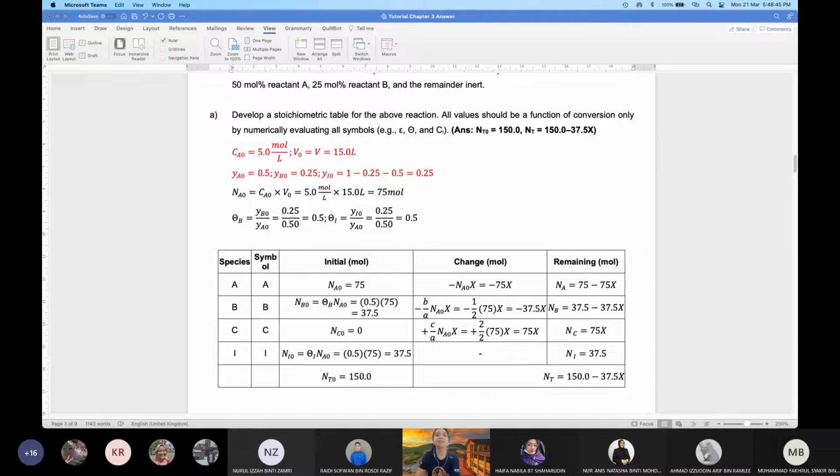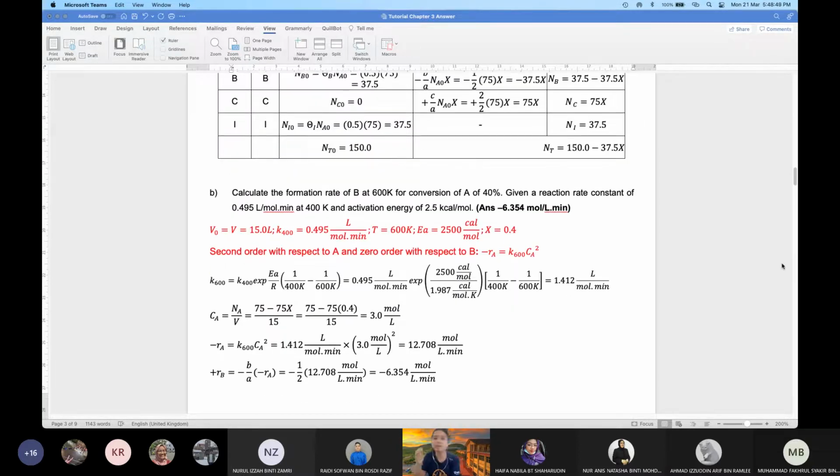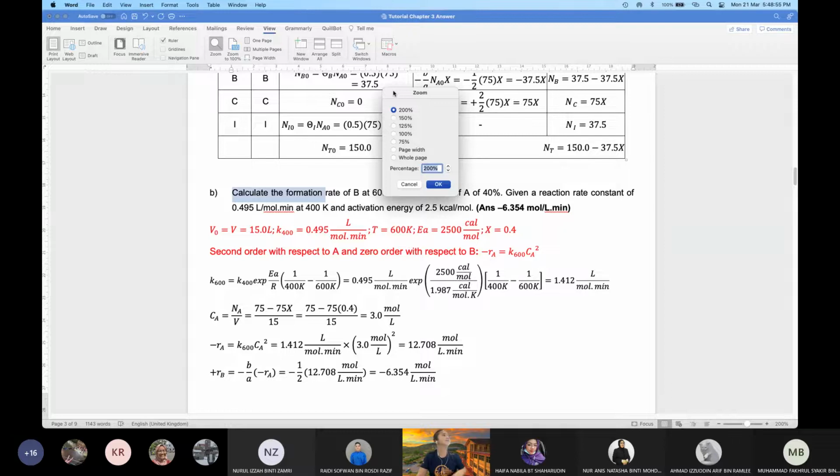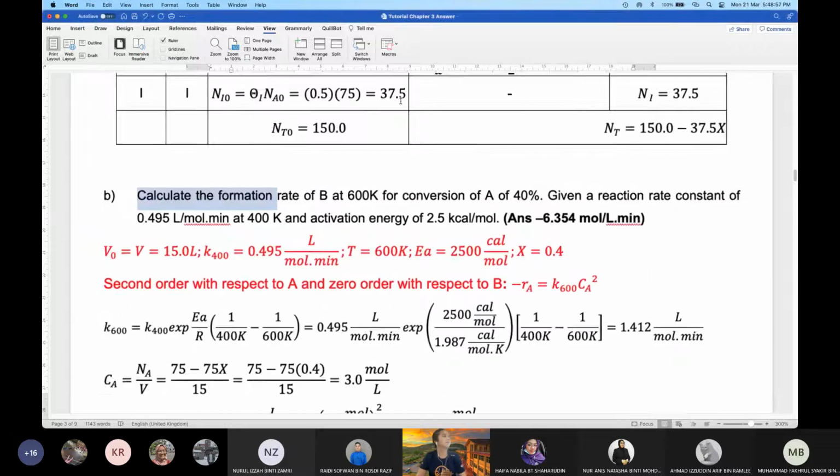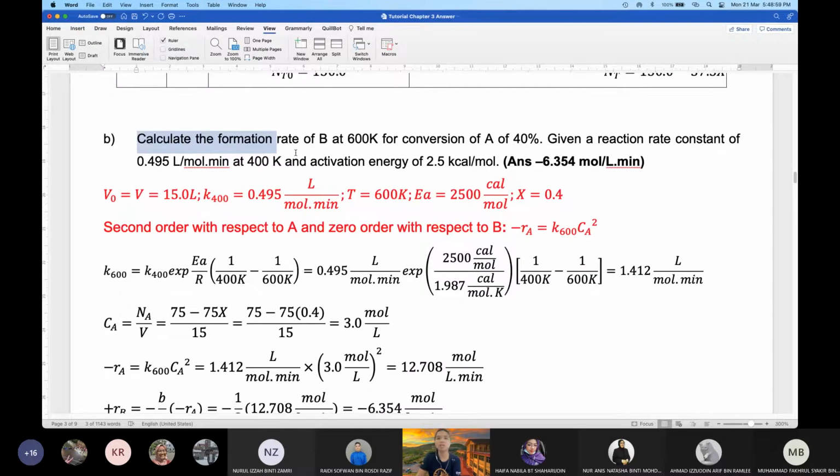Okay, so done for part A. So let's go to part B. So part B kamu tengok soalan dah panjang sikit. So part B, this is calculate the formation. Sekejap, saya besarkan. Hold on. Calculate the formation rate of B at 600 Kelvin for conversion of A of 40%.